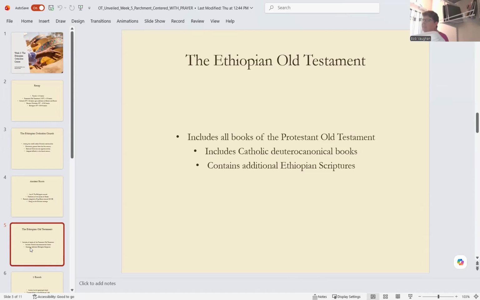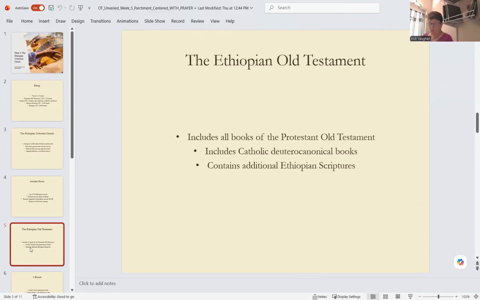And interestingly, that was right at the same time that Constantine, who was the first Roman emperor who made Christianity the official religion of the Roman Empire. It's concurrent, but completely independent.